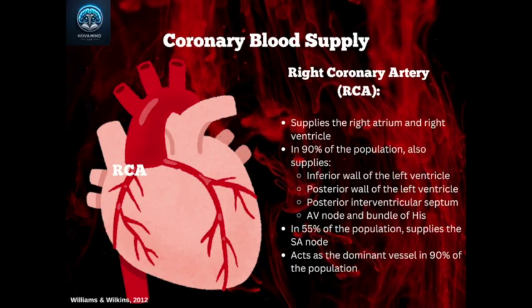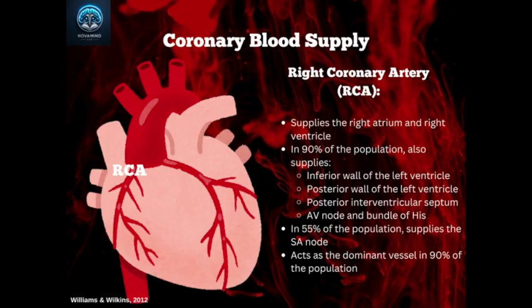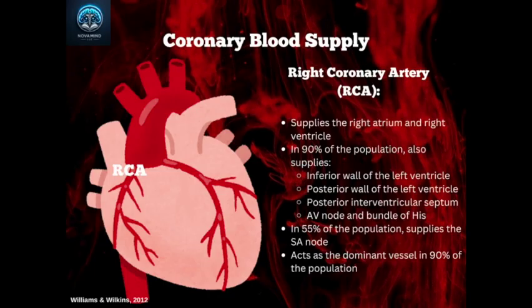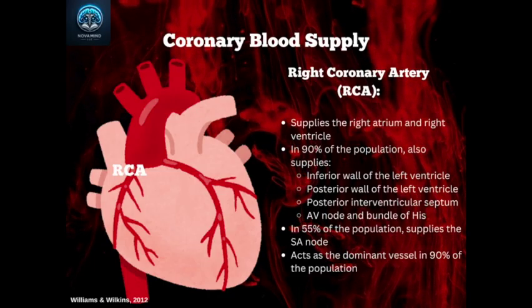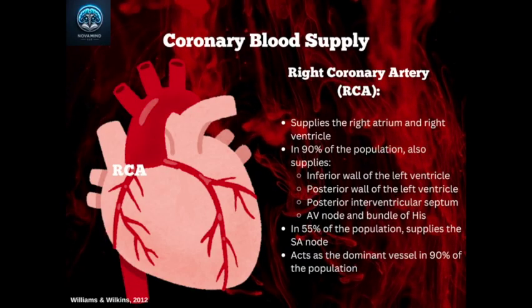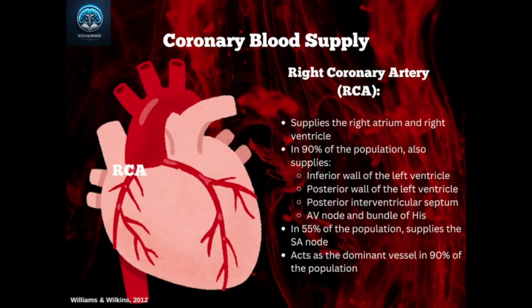In approximately 55% of the population, the RCA also supplies the SA node, the natural pacemaker of the heart. Due to its extensive coverage, the RCA is considered the dominant coronary vessel in about 90% of our population.